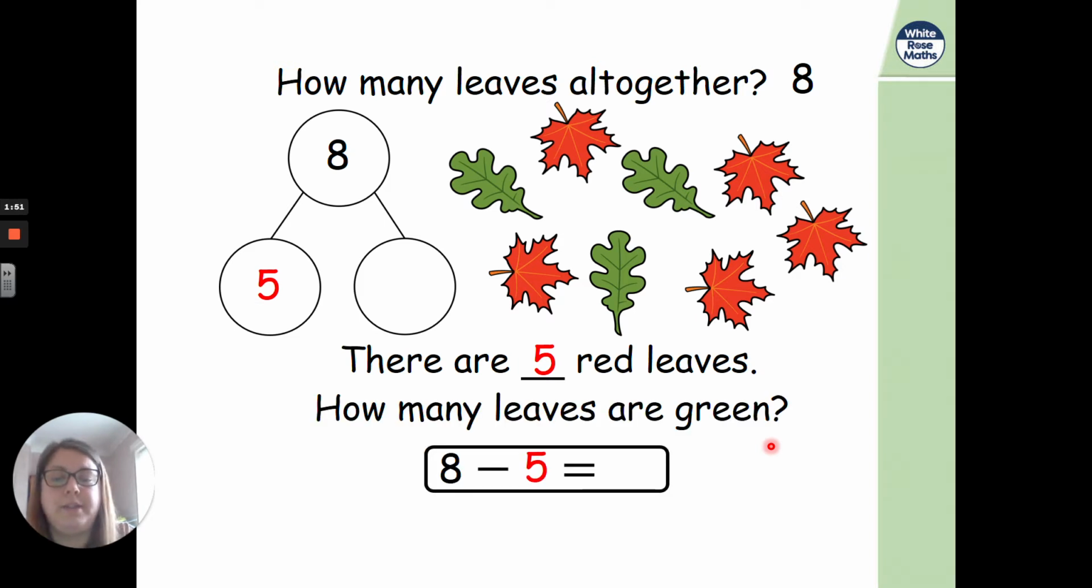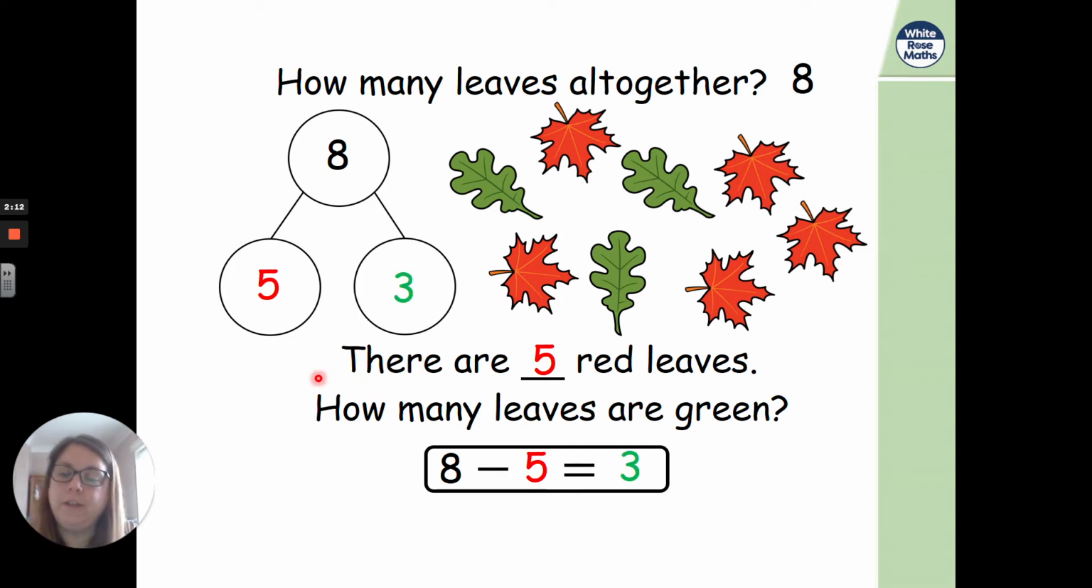What we're going to do is start relating it to subtraction. So a lot of you will know the number that goes with 5 to make 8, which is great because it's still the same answer. But what we're going to do is relate it to 8 take away 5 equals that answer. So let's pop the answer on. It is 3. Well done if you got that right.